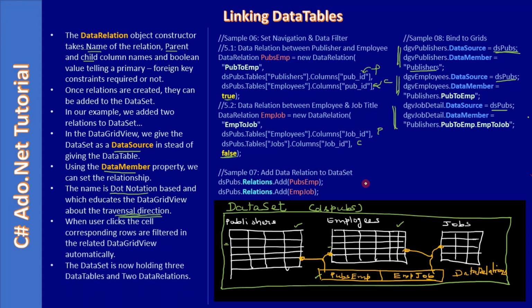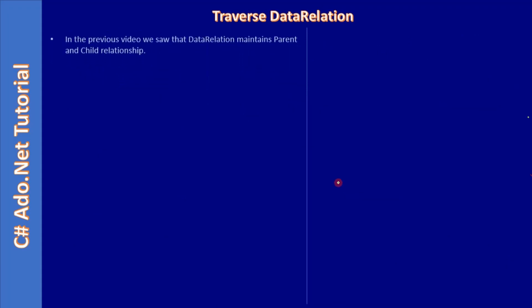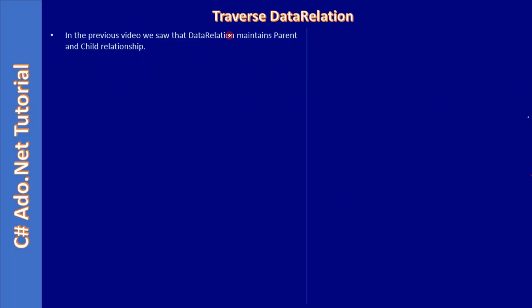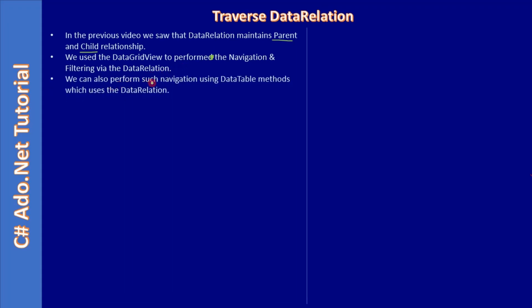In the last video, we talked about linking the data table by setting the relationship between publisher to employee and employee to jobs. In the previous video, we saw that data relation maintains parent-child relationship, right? We used the data grid view to perform the navigation and filtering via data relation. We can also perform such navigation using data table methods, which uses the data relation, because we already linked the data table using the data relations.